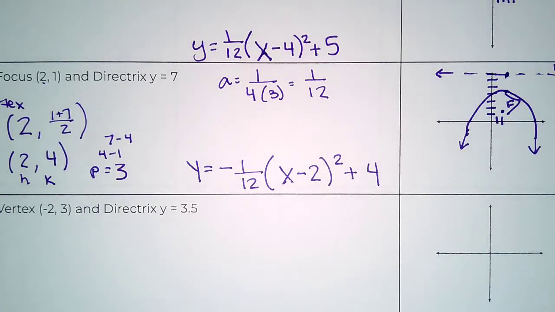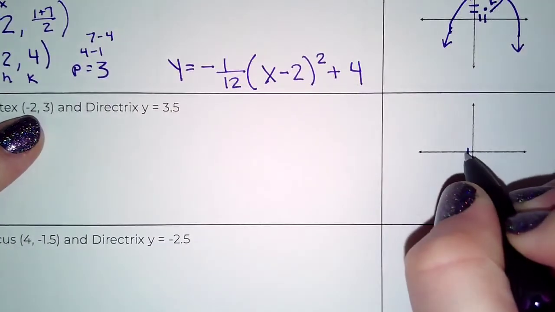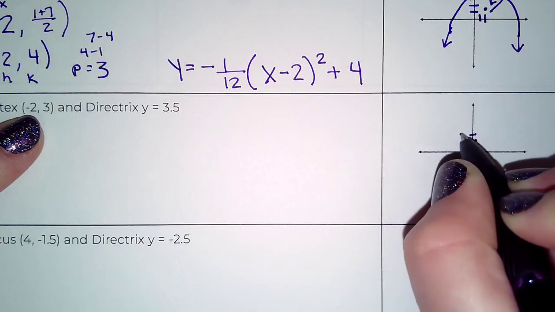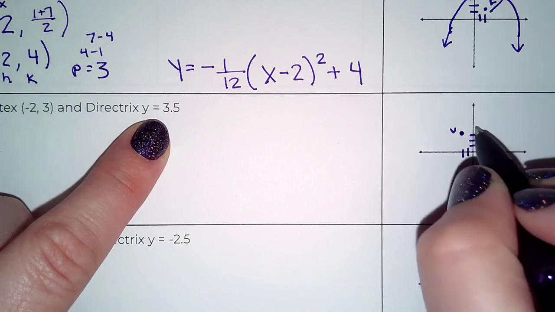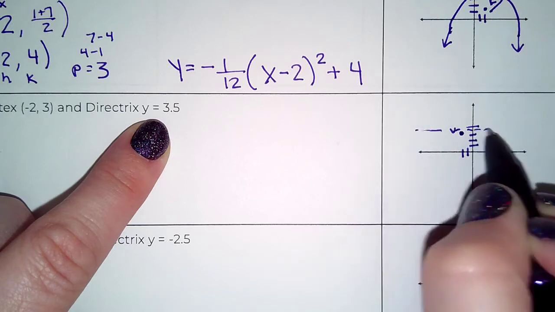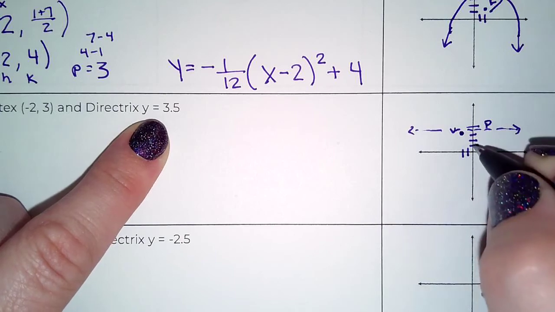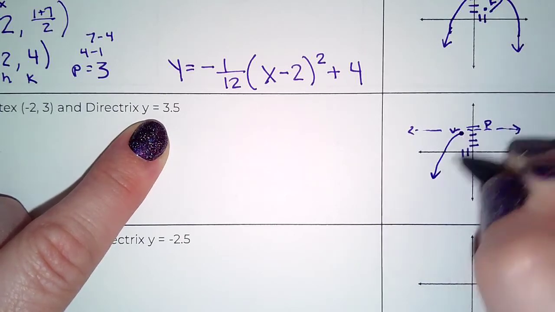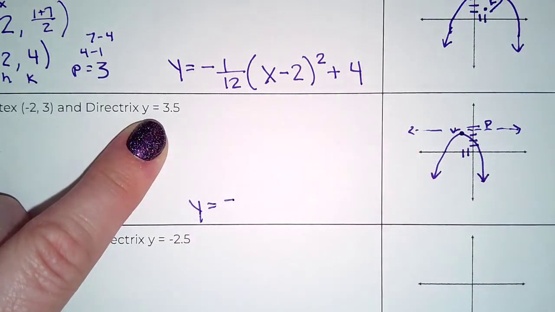Number 6. This time I have the vertex and the directrix. If I plot these, the vertex is at (negative 2, 3): left 2, up 3. The directrix is at 3.5. So if this is 4, then 3.5 would be like here. Wow, those are really close to each other. If the directrix is above it, then this thing is facing downwards. So y equals negative some number.